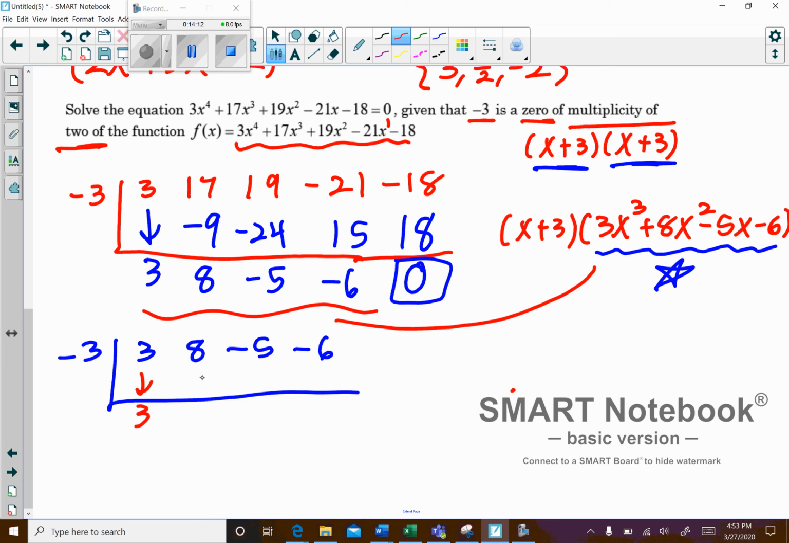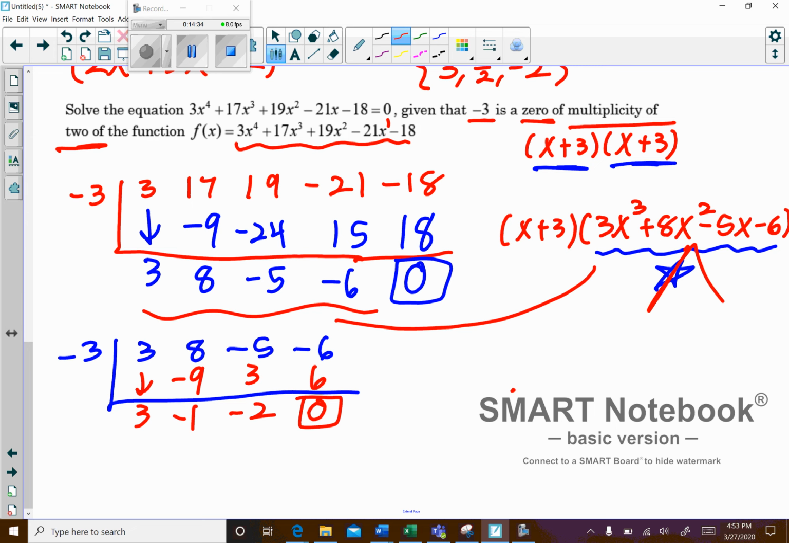3 times negative 3 is negative 9. That adds up to negative 1. Negative 1 times negative 3 is positive 3. That's going to add up to negative 2. Negative 2 times negative 3 is positive 6. Remainder of 0. Okay, so you can see that happened again. So now what happened is we're breaking that one apart.